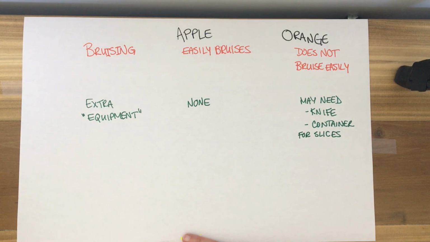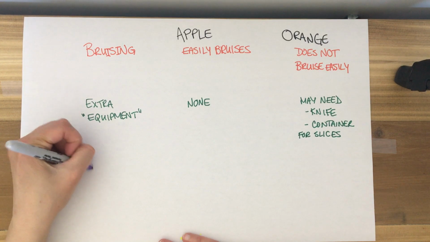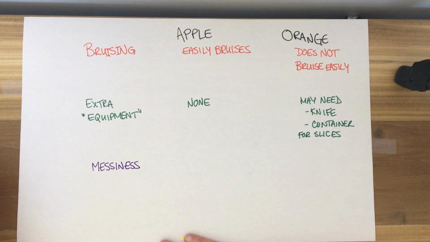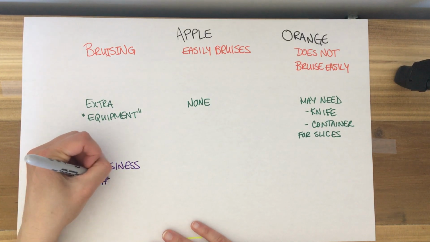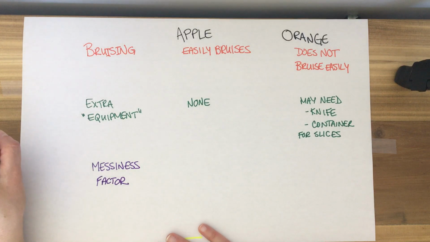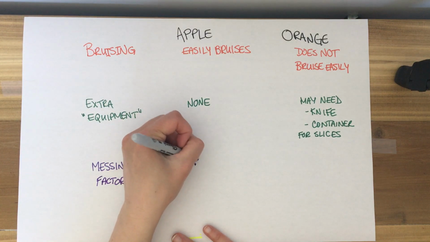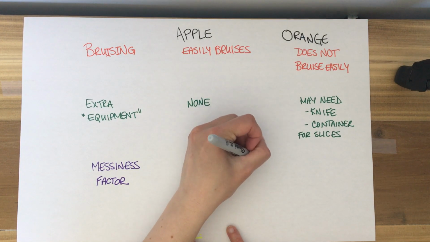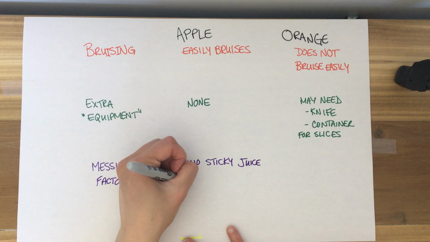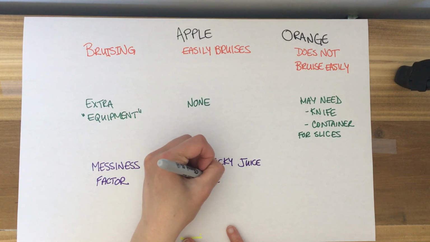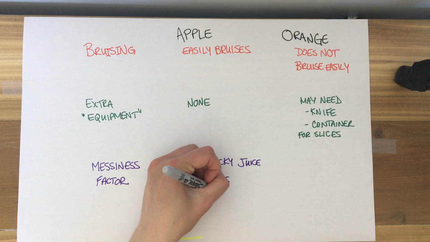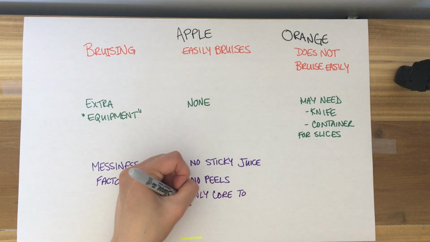And now the third thing we need is the messiness. Maybe you guys are extra awesome and you have already figured out that this is what we're doing. So there's this messiness factor. Okay, so there's no sticky juice with the apple. No peels to get rid of. All you have is the core. What should we say about that? Only the core to throw away.